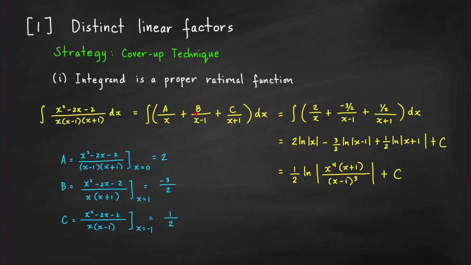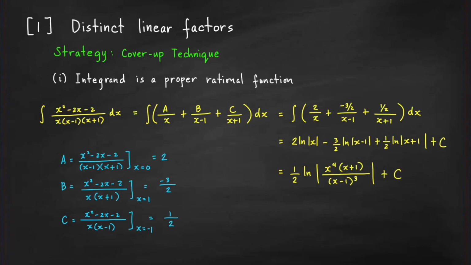Now, to find this constant b, again, we cover this x minus 1 in this integrand. So it's like you have this expression and you evaluate it at the x that will make this linear factor equal to 0. So that is x equal to 1. So when we plug in x equals 1 to this expression, we'll get 1 squared minus 2, so that is negative 3 over 1 times 2, so that is over 2. So therefore, b is negative 3 halves.